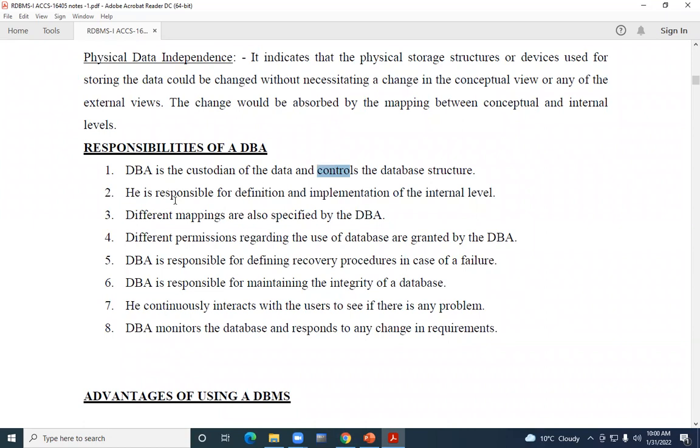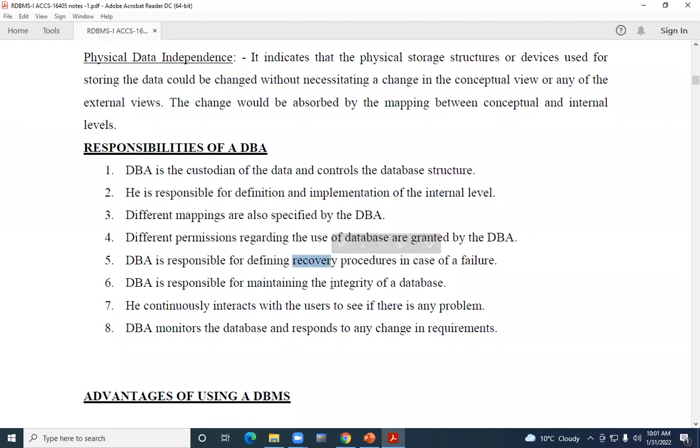The DBA is the person who is responsible for definition and implementation at the internal level. That means how the data would be stored, he is the person who would see that. Then how the different mappings are defined would be given by the DBA. Different permissions about who can use what portion of the data are also given by the DBA. Then the DBA is responsible for defining the recovery procedure. If there is some problem or failure with your database, the DBA is the person who would be recovering the data.